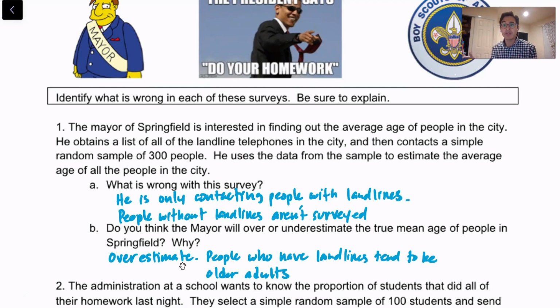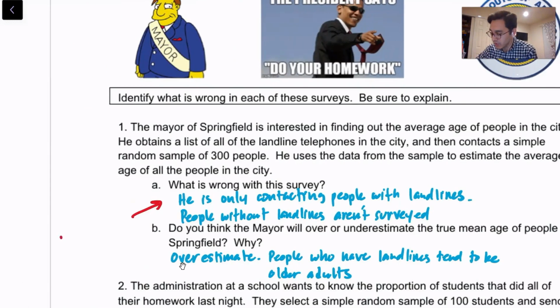Okay, so here's the extra notes that I want you to add next to this problem. When we're really limiting ourselves to the type of people we're sampling, the statistical word is called undercoverage. So this idea that he's only contacting people with landlines and he's omitting or excluding people without landlines is undercoverage.